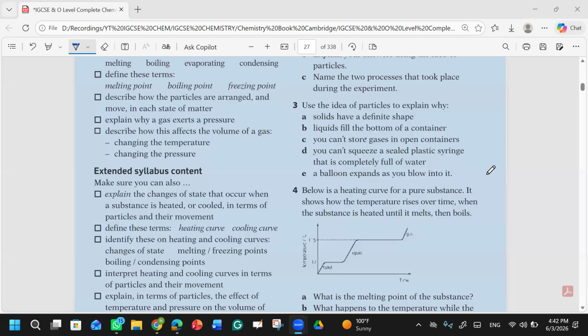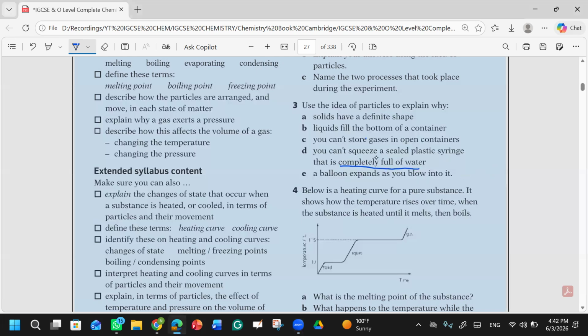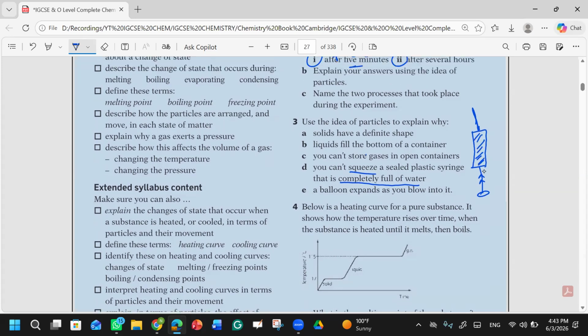Maybe because the particles are far apart? No, no. The syringe is full of water. Let's suppose this is a syringe, this is a needle, and over here you have that push part. If you completely fill it, you cannot push it, right? You cannot squeeze it. Why is this so?